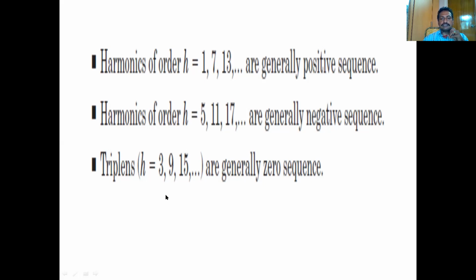So 3 times 1 is 3, 3 times 2 is 6 (6 is an even harmonic), 3 times 3 is 9, 3 times 4 is 12 (12 is an even harmonic), 3 times 5 is 15, 3 times 6 is 18, 3 times 7 is 21. All of these are zero phase sequence; zero sequence harmonics are also called triplen harmonics. Triplen harmonics are 3, 9, 15. So there are three types: positive sequence harmonics, negative sequence harmonics, and triplen harmonics, also called the zero sequence harmonics.